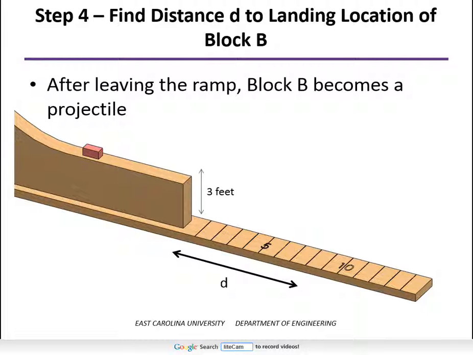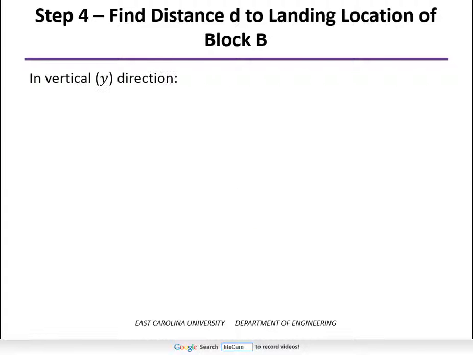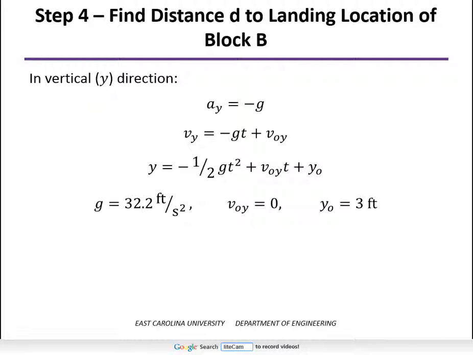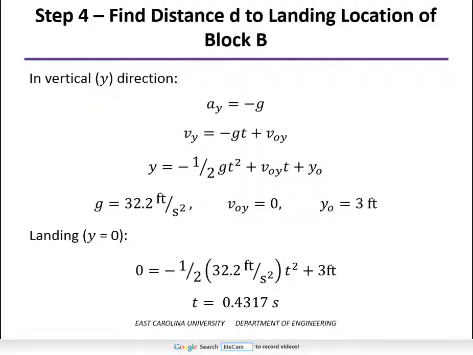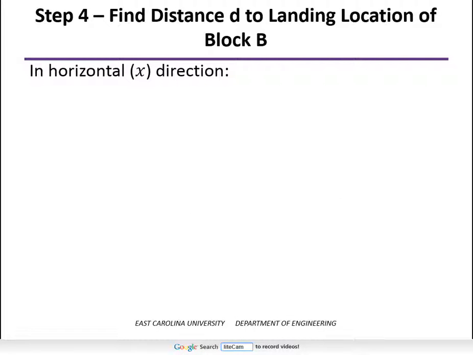And now we're ready to figure out how far out this is going to go when it becomes a projectile. So in the y direction, we know that the acceleration is simply g downward. And so integrating that twice, we get an expression for the value of y. We know a lot of these things except for the value of time, so we can solve this for time and find out that it's going to fly through the air for about 0.43 seconds before making its landing.